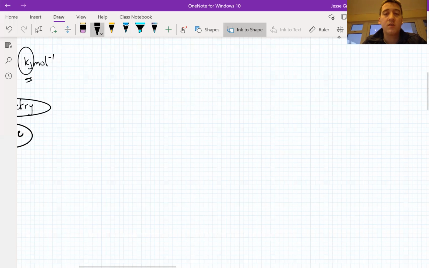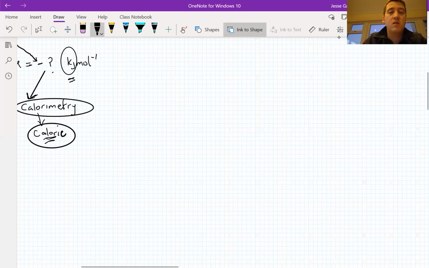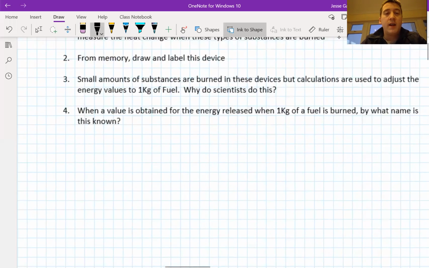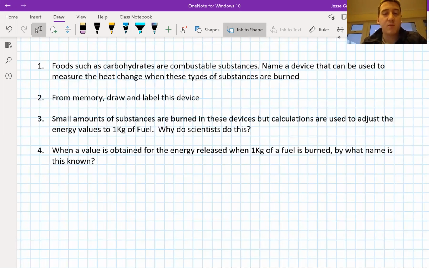Okay, back to the questions. Small amounts of substances are burned in these devices, but calculations are used to adjust the energy values to 1 kilogram of fuel. Why do scientists do this? Scientists do this so that values of different fuels can be fairly compared. Okay, so fair comparisons between different fuels. That's why scientists do this. They use 1 kilogram of fuel as the reference, so every fuel can be compared evenly.